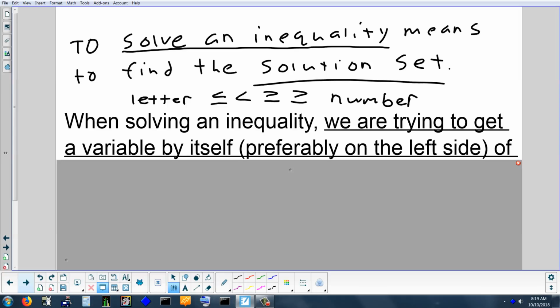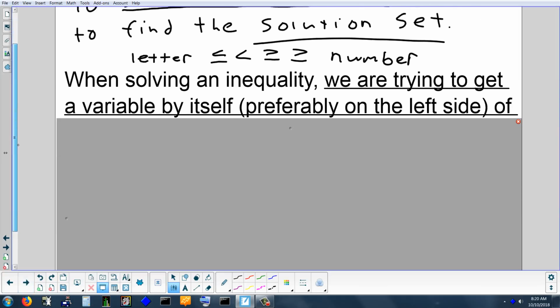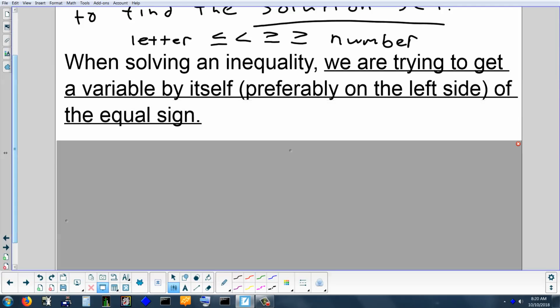Then you have to remember that if your letter's on the right, you've got to know enough to say, okay, it's not in the right order. I have to draw my line opposite of the way the arrow's pointing. If you don't flip it, you have to remember that. That's why I was saying it might be a good idea to flip it, because then you go in the exact same direction as the inequality is pointing.